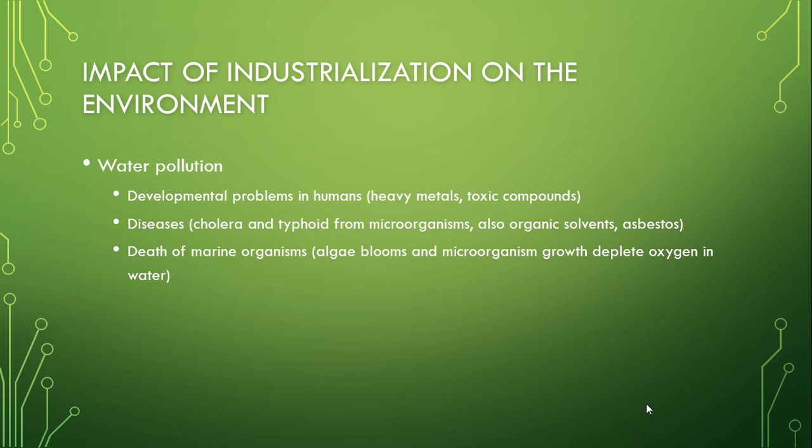Our animals, marine organisms, can be seriously affected. So we can have death occurring to our marine organisms. For example, we have an increase in algal blooms, and as a result, an increase in microorganism growth, which we know would deplete the oxygen in the water, thus suffocating any marine organisms you have as a result. So we have eutrophication taking place.